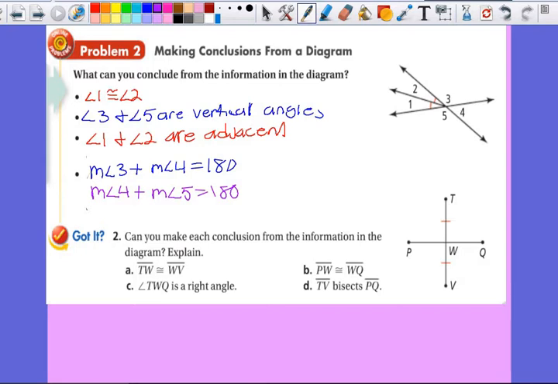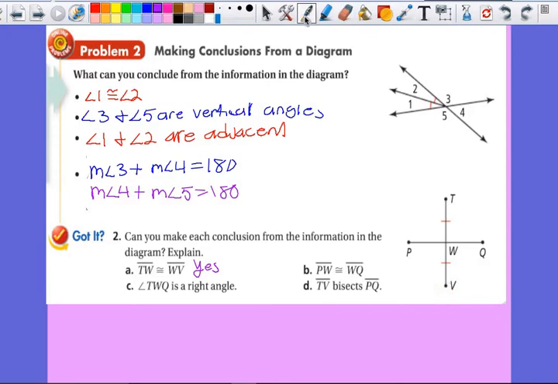So look at A. Is TW congruent to WV, which is that? You can say yes without a doubt in your mind because do they have the tick marks representing it right here and right here? Yeah, so we know without a doubt in our mind that those two things are going to be congruent to each other, all right?